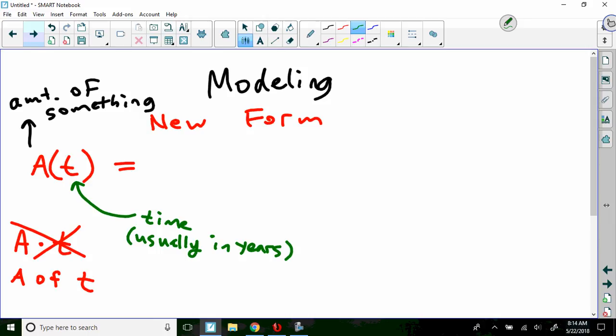So A of t equals, we're going to go with a again, but I'm going to call it a sub 0. And we'll talk about why I called it a sub 0 in a minute. And rather than writing b, I'm going to write an expression. The expression is going to have a 1 in it. Remember earlier I had the crayon out. I said everything hinges around the number 1.